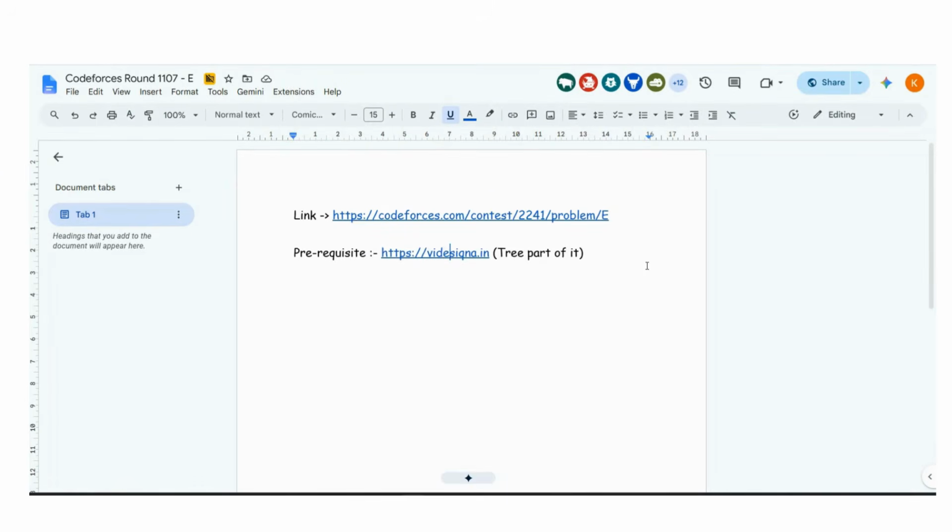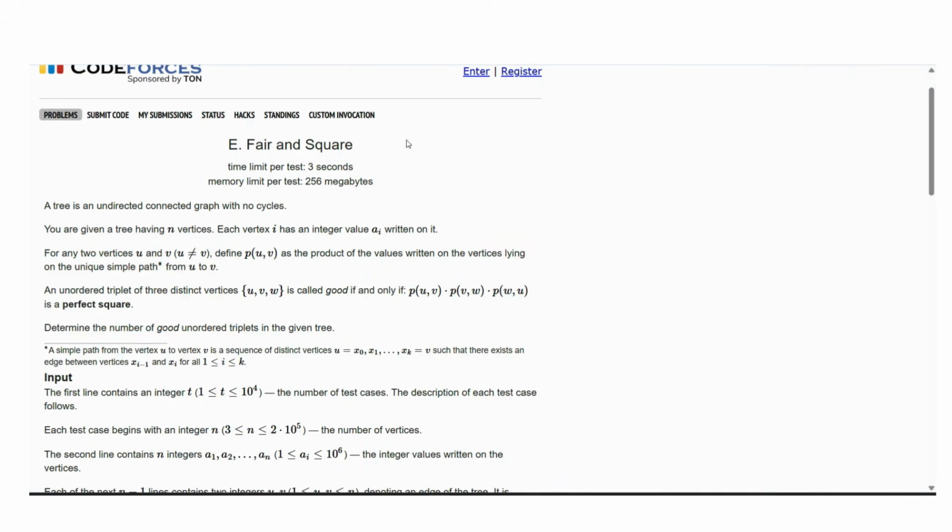So now we have to start the procedure. They are saying to find the number of valid unordered triplets. It means you don't need to bother about the order. Find unordered triplets U, V, W such that P(U,V) multiplied by P(V,W) multiplied by P(W,U) is a perfect square. Yesterday also we were discussing something about the perfect square.